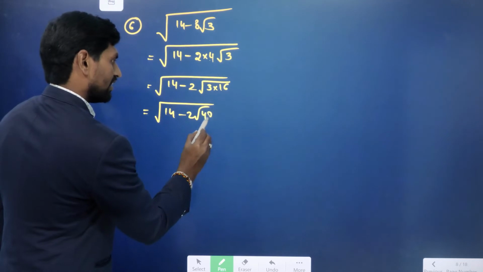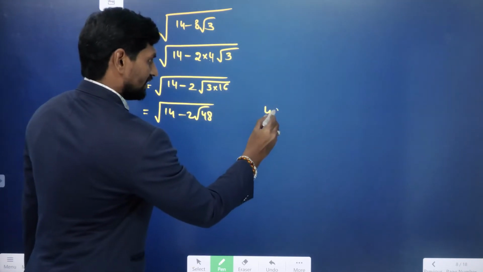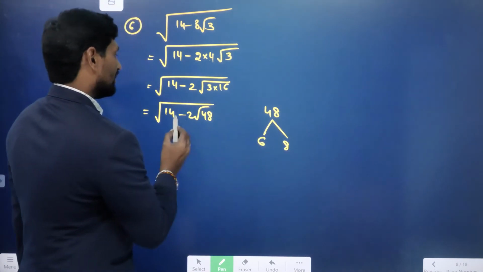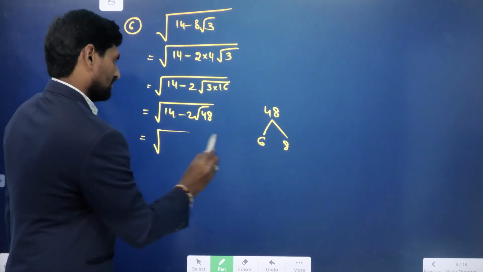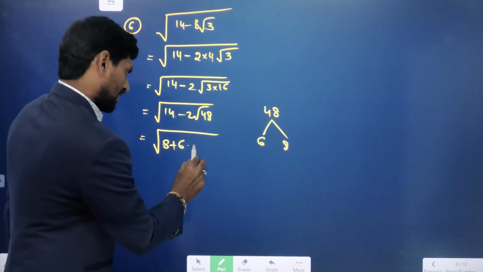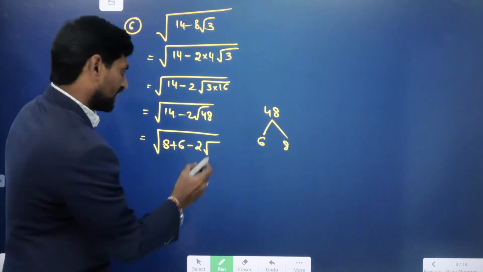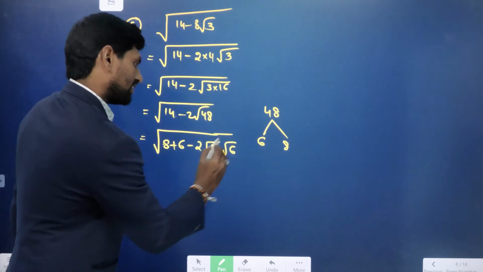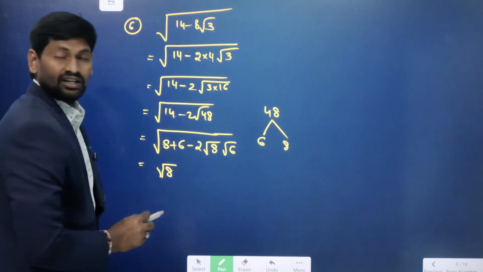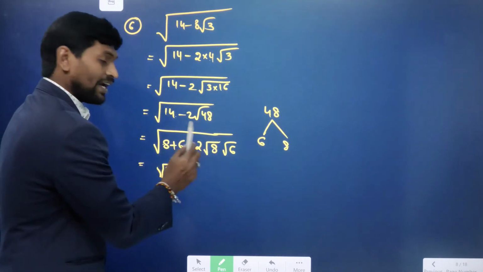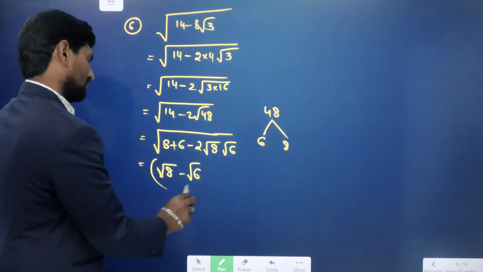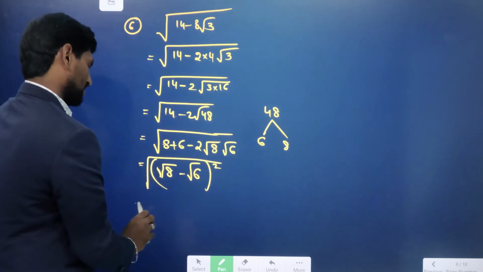3 16's are 48. Now take the factors of 48. What are the factors of 48? 6 8's are 48. 6 plus 8, 14 we are getting. So the bigger one, 14, I can write as 8 plus 6, 14 minus 2 into this 48, I can write as root 8 into root 6. Again, a plus b into a minus b. It is in the form of a square plus b square minus 2ab. So a minus b whole square. Answer is root 8 minus root 6.